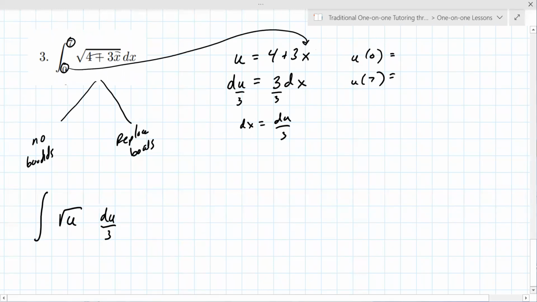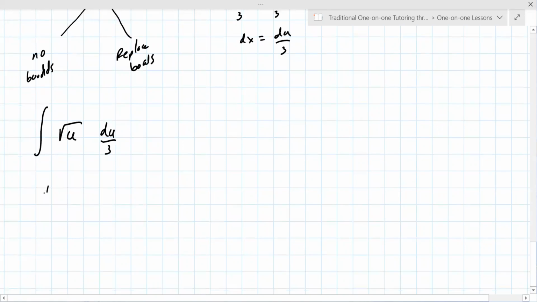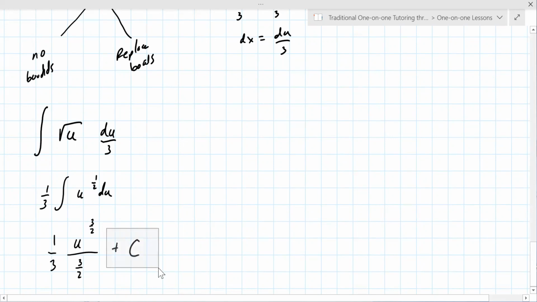Okay, so now I'm going to put 1/3 out in front, integral of u to the 1/2 du. Then you're going to use the power rule, so you add 1 to the exponent. It's u to the 3/2 over 3/2, with 1/3 out in front, plus c. But it's not plus c. We'll talk about that in a moment.